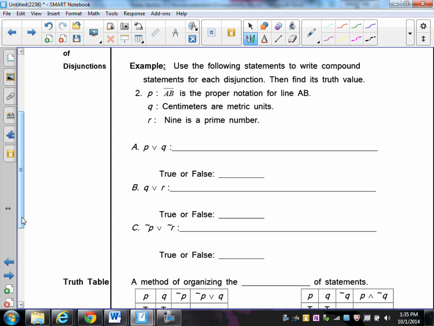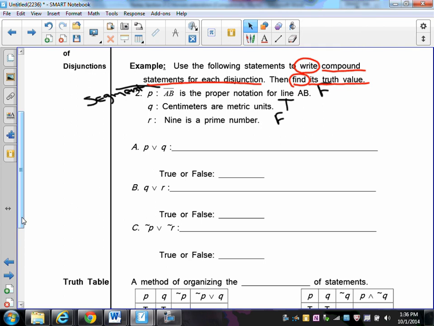P says segment AB. Remember, this symbol here means segment. AB is the proper notation for line AB. We know that's false. Q, centimeters are metric units. That's true. And R, 9 is a prime number. That's false. So again, we have to read our directions. We are asked to write compound statements for each disjunction, then find its truth value. So let's make sure we're doing this.